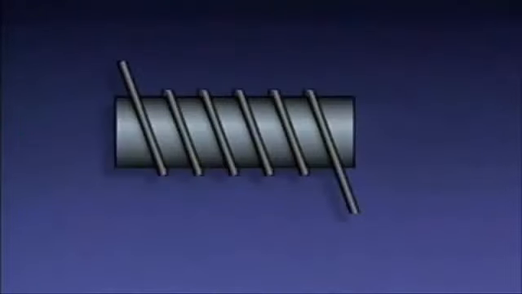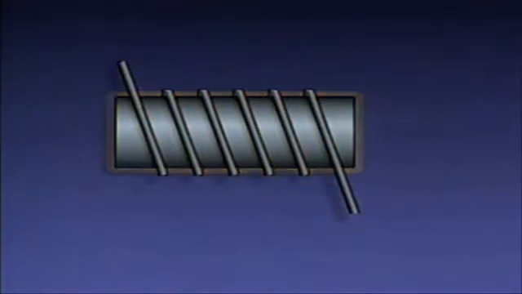In an AC motor, this is accomplished using wires coiled around iron cores to form electromagnets. The electromagnets take the place of the permanent magnets used earlier. To explain how this works, we'll start with a single wire coiled around a single iron core.